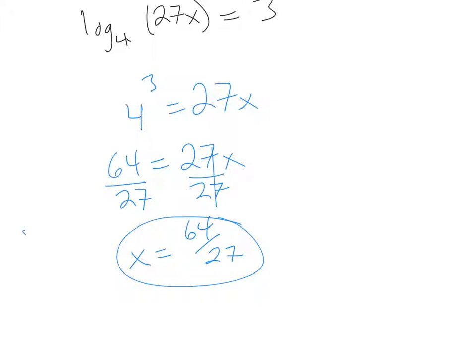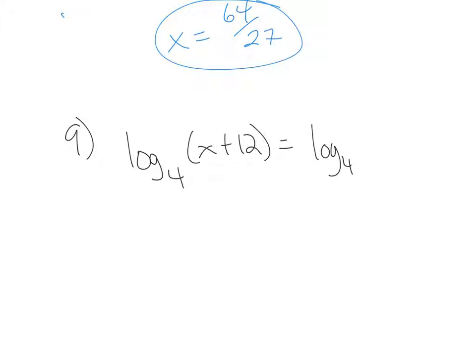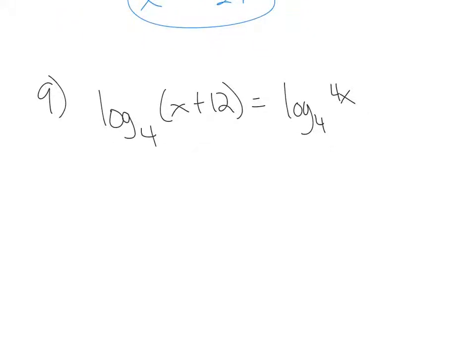Alright, number 9 says we have log base 4 of x plus 12, and that's equal to log base 4 of 4x. Okay, rule of logarithms: if our bases are the same on both sides, that means this value here has to be equal to this value there, if we're going to put an equal sign in between and balance that equation.